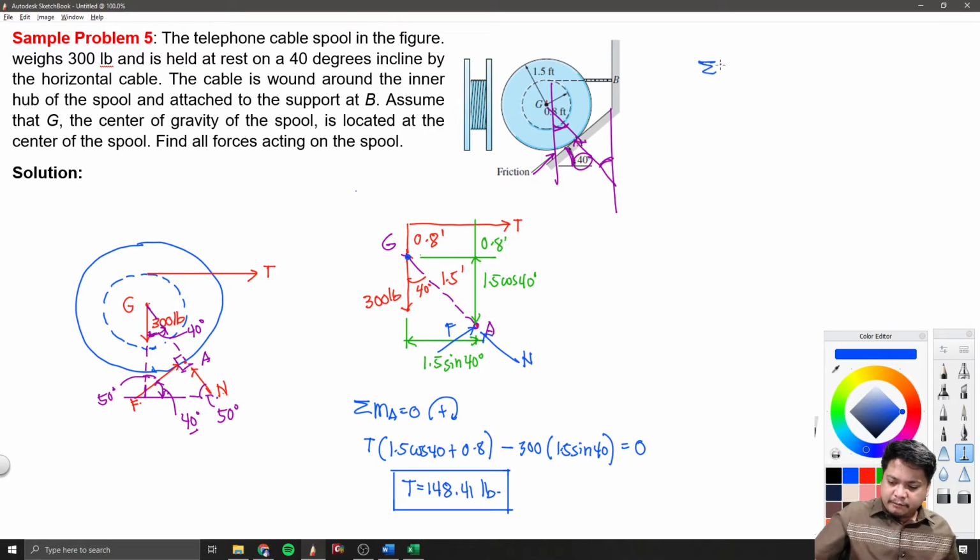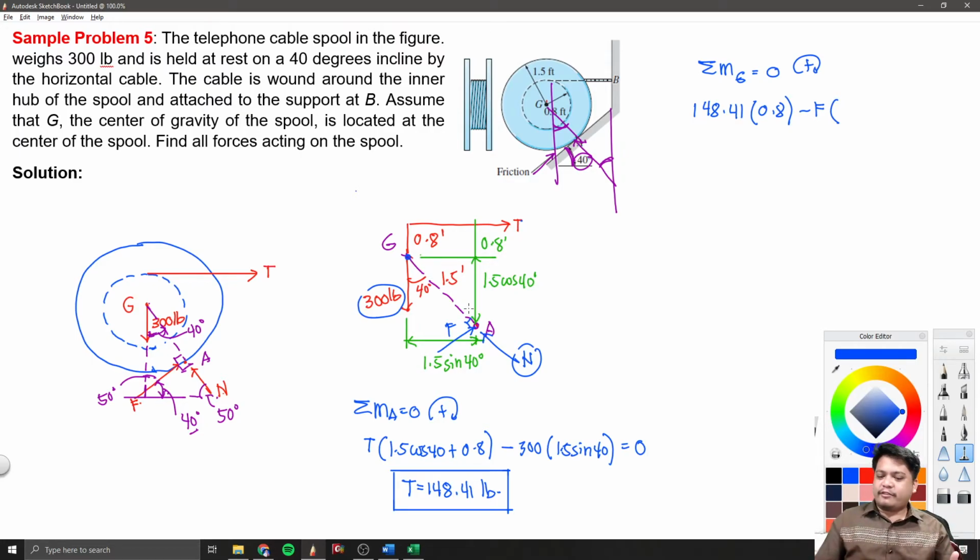Okay? Bakit? Pag nag-moment ako at point G equal to 0, wala nang moment tong aking N. Wala nang moment itong aking 300 pounds. So, meron na lang ako T. Pero alam ko na yung T. So, that is around, okay, pag ganun, positive 148.41. And then, the moment arm is 0.8. Okay? Minus the frictional force F. Okay? And then, its distance, sabi ko nga kanina, lagi naman yung perpendicular, point of tangents yun, divided by 1.5. Okay? So, equal to 0.